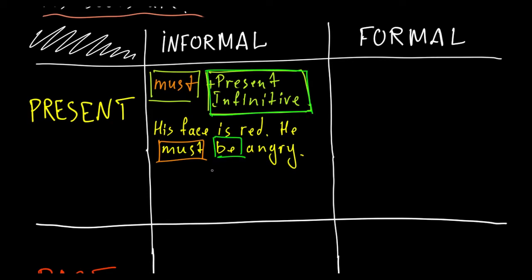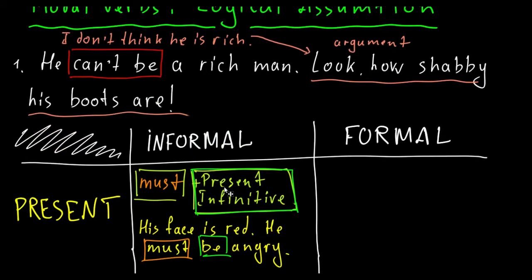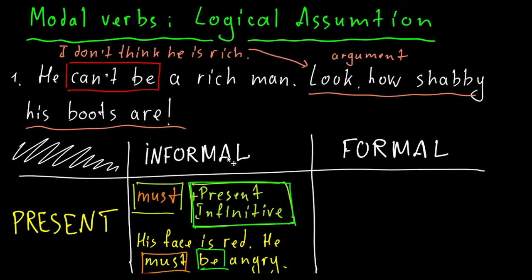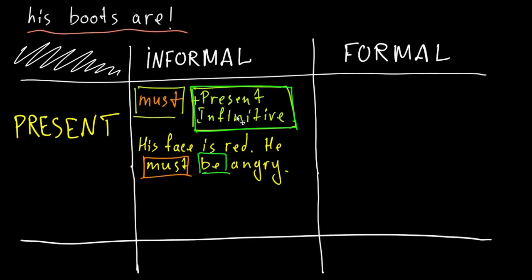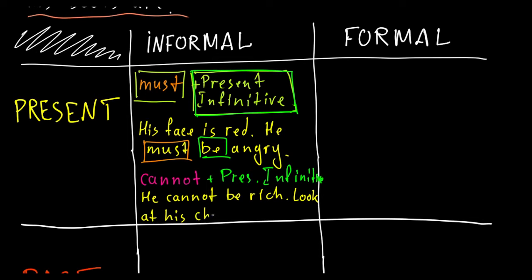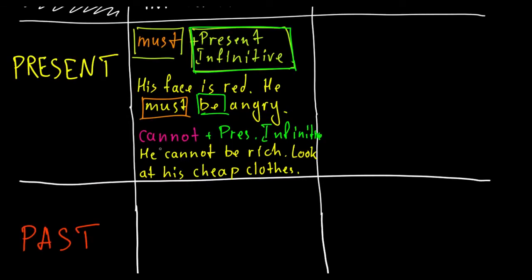However, what if I want to say something negative? If I want to say, just like in my sentence here, that the guy is not rich, at least in my opinion, so what can I use? Of course, I use cannot, and pay attention here. I don't use can, I use cannot. Because cannot in this case is just the opposite of must. And here we are. He cannot be rich because his clothes are shabby. Or look at his cheap clothes. Something like this. So here I have this cannot or can't, if you will. I can also use can't. And here we have present infinitive, like this.